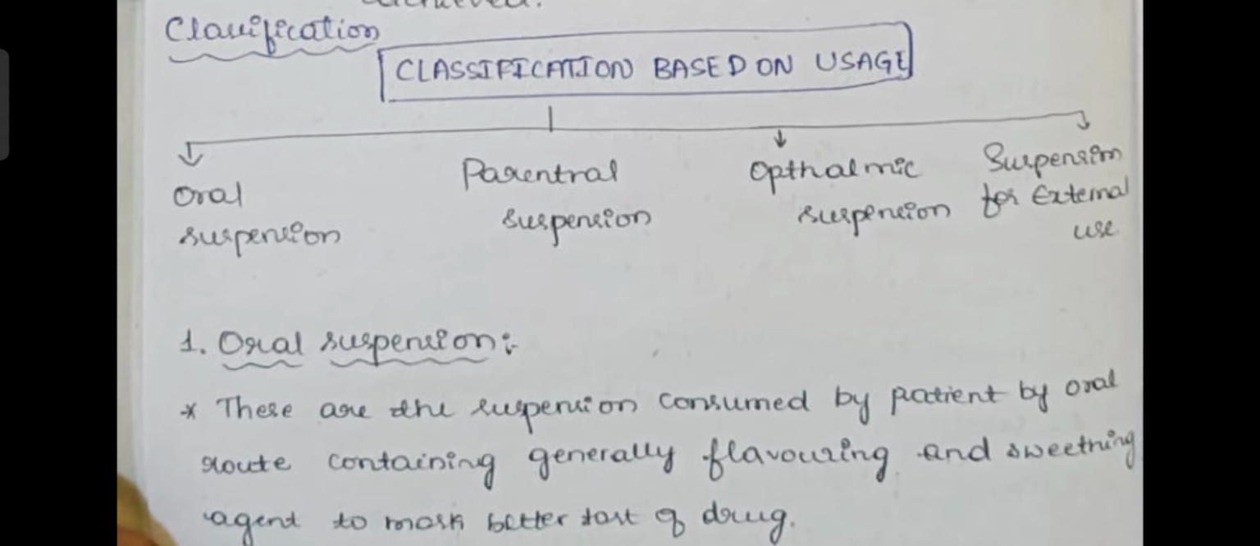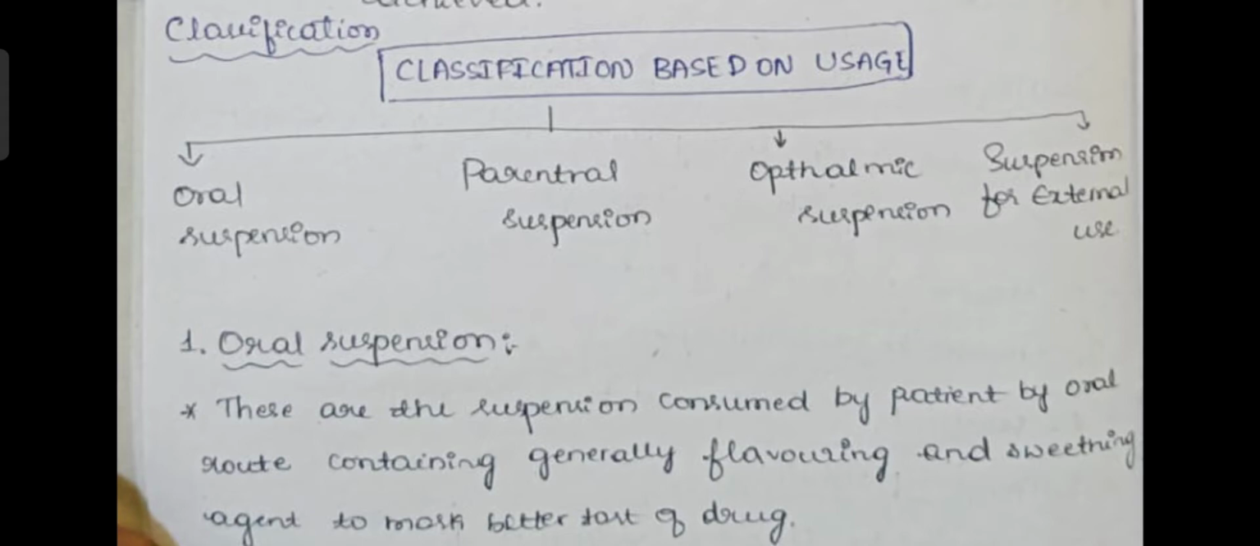Oral suspension means which are consumed by the oral route, such as syrup. Parenteral suspension: for B.Pharm first sem, the meaning of parenteral is this. Enteral means intestine. Parenteral means bifurcating or other than the intestine route, in which it is given directly through injection. Intramuscular, subcutaneous, intravenous injections are the parenteral route.